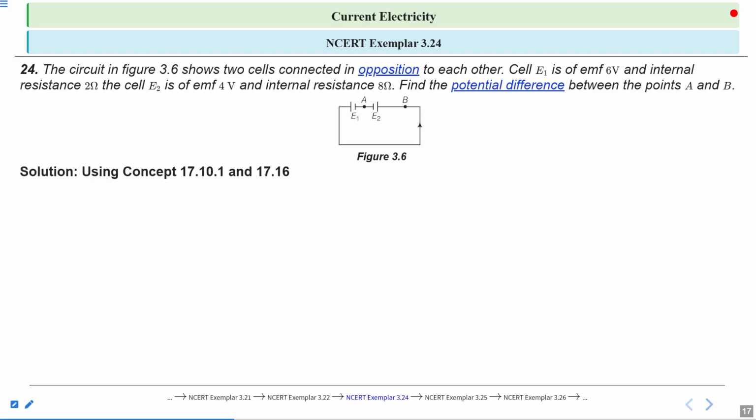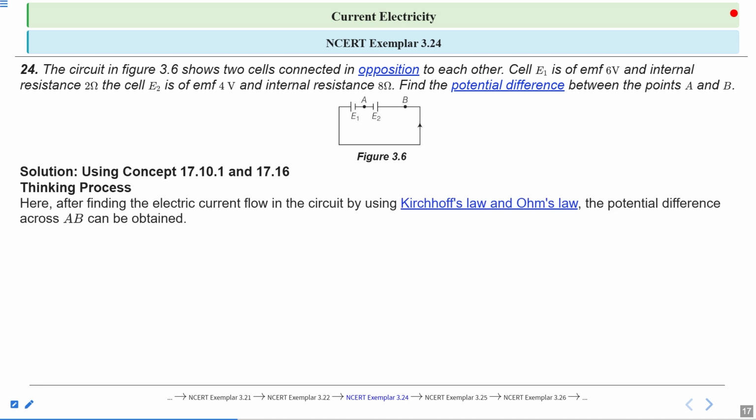So using concept 17.10.1 and 17.16. What is the thinking process for this question? Here, after finding the electric current flow in the circuit by using Kirchhoff's law and Ohm's law, the potential difference across AB can be obtained. Either you can use Ohm's law or Kirchhoff's law, whichever you are comfortable with. To find the potential difference between A and B, we are going to use Ohm's law basically. But if you want to use Kirchhoff's law, you can.